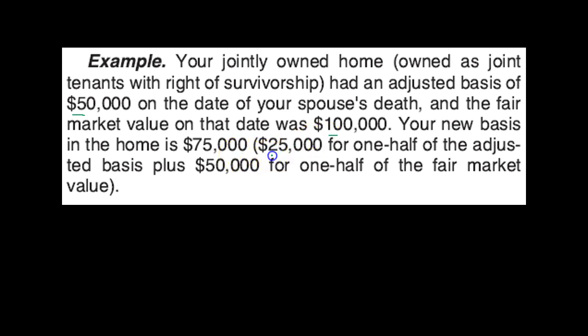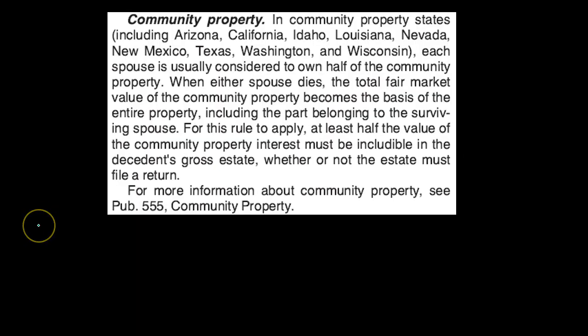Why? Because we have the $25,000, which would be the surviving spouse's half of the 50, the purchase price, the original basis, for one half of the adjusted basis, plus 50, or one half of the fair market value. In other words, the half that we're attributing to the spouse that died got a step up in basis to the 100,000, their half being 50,000 of that. So the surviving spouse's half has the lower basis of 25, and the spouse that died got the step up in basis for their half at 50,000, for a total basis of 75,000.